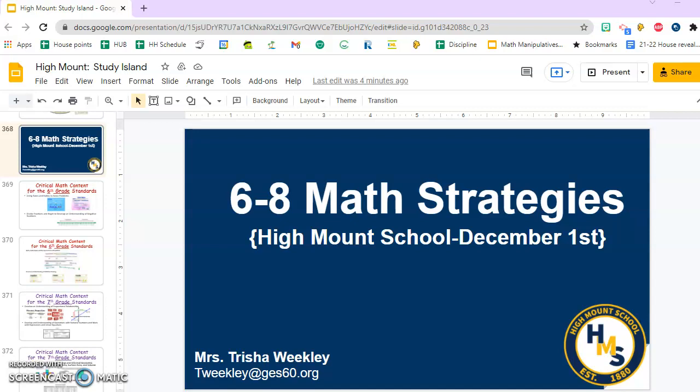But we do try to keep it as hands-on as possible because we want our kids to be building that solid understanding of why the math works. That's the whole point of using different strategies, is to give them a solid basis of why this works the way it works. So I will jump right into it.